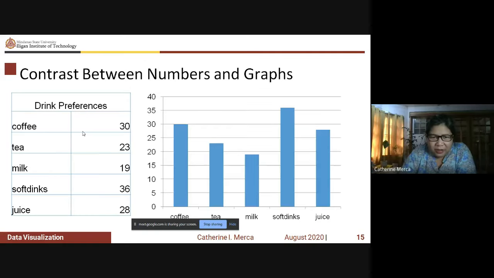Its visualization is not that much, no? But if you have something like this, a graph already, then you can immediately see that there are more people who drink soft drinks because that is the tallest here, right? That's what it means. Soft drink drinkers are 36. So, meaning, if you take a look, there are many soft drink drinkers. You can see it directly. Compare it. Although you can see the numbers, when you have the graph, you can immediately see the difference between this table and this graph. Okay? If you take a look, milk is the smallest, so the fewest people drink milk in their office. Okay? So, that's the contrast between numbers and graphs.